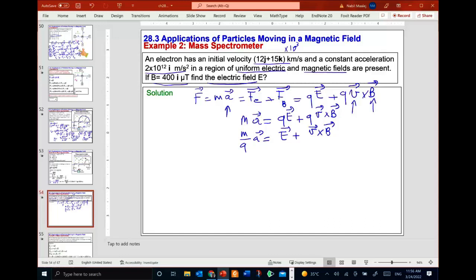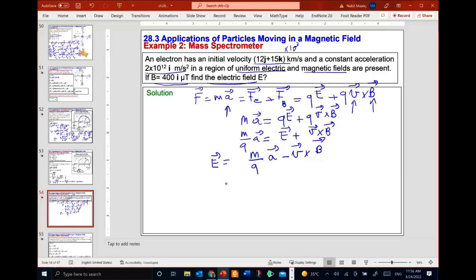Okay, I can take V crossed with B to the other side and I can solve for E. Notice this is a vector equation. This is mass divided by the charge times the acceleration minus V crossed with B. So now I just replace.